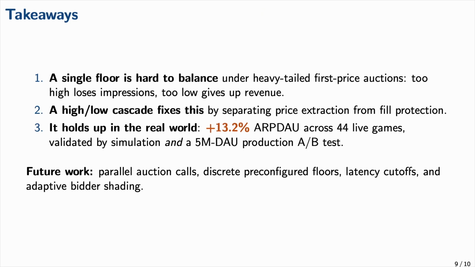Takeaways. In conclusion, a single floor is hard to balance in heavy-tailed first-price auctions. Too high loses impressions, too low gives up revenue. A high-low cascade fixes this by splitting price extraction from fill protection, and we've shown it works both in simulation and in production, with a 13% revenue lift across 44 live games. Future work will close the remaining gap between FloorGym and production mediation, including parallel auction calls, discrete floors, latency constraints, and adaptive bidders.